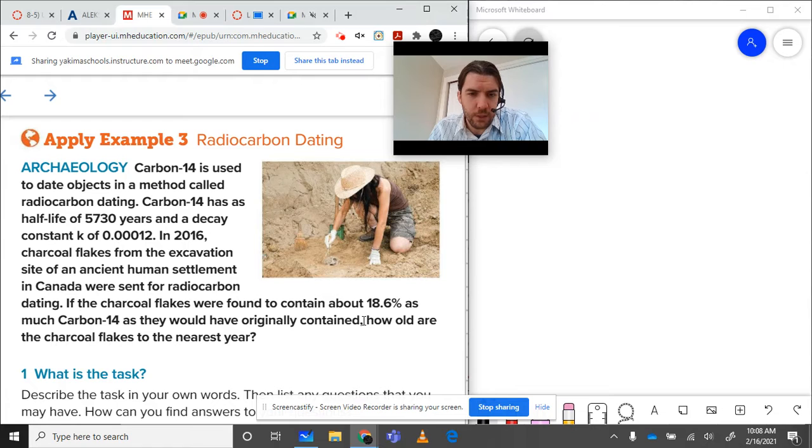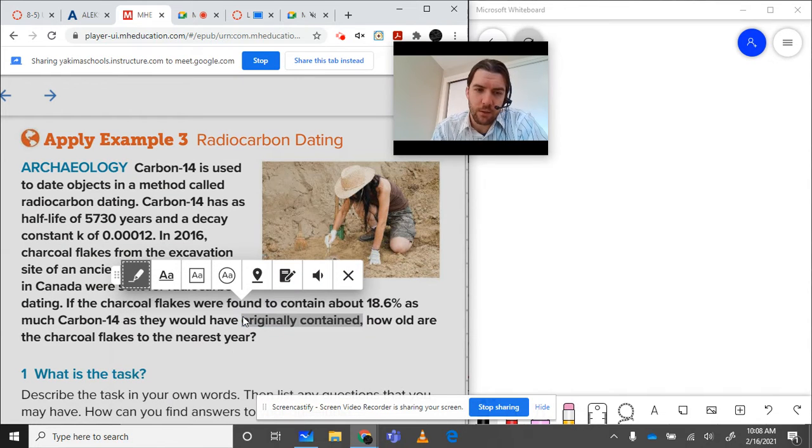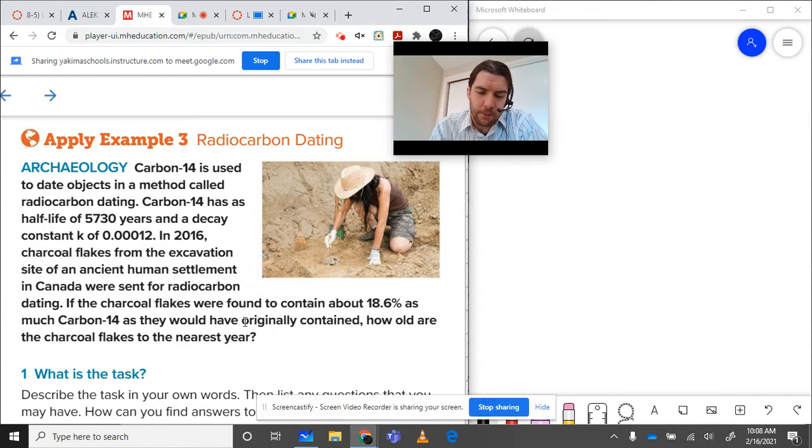Now, how much they originally would have contained, this has to do with samples that are taken from ice cores typically. They'll go to Antarctica and drill down into the ice and take out a big long tube of ice, and they'll be able to find radioactive carbon that has not broken down, and that will give them an estimate for how much of that radioactive material was present at that given time.